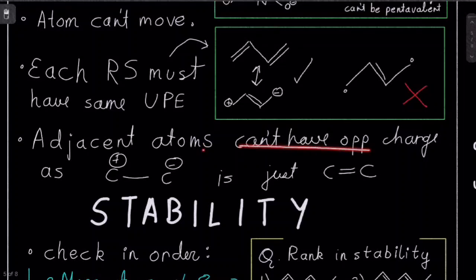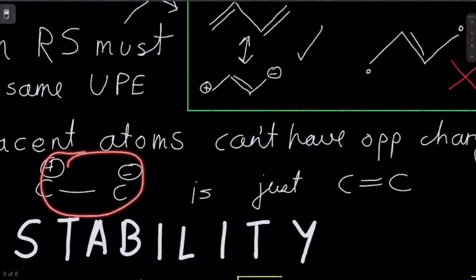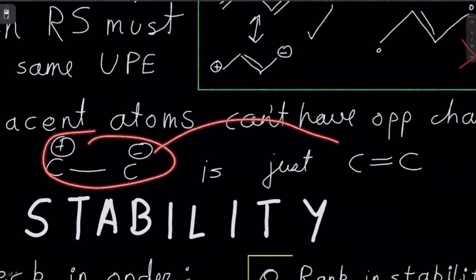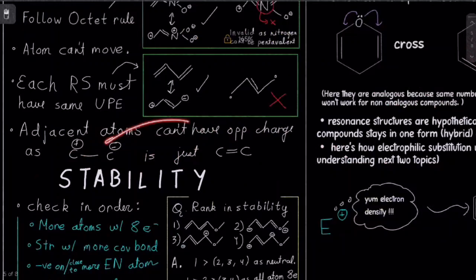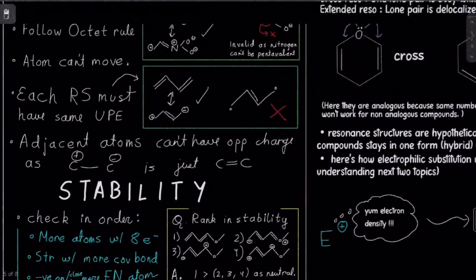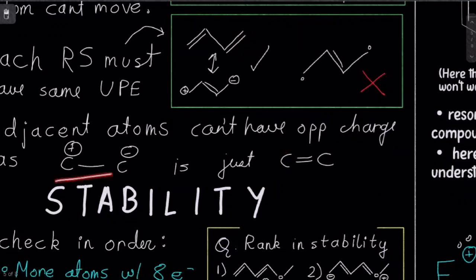Adjacent atoms cannot have opposite charges. Why so? Because this is equivalent to this. Like this thing just attacks here and it forms a bond. This can never exist, and it always exists as a bond. So adjacent atoms cannot have opposite charges. The best they can do is have small positive, small negative, but not like this.